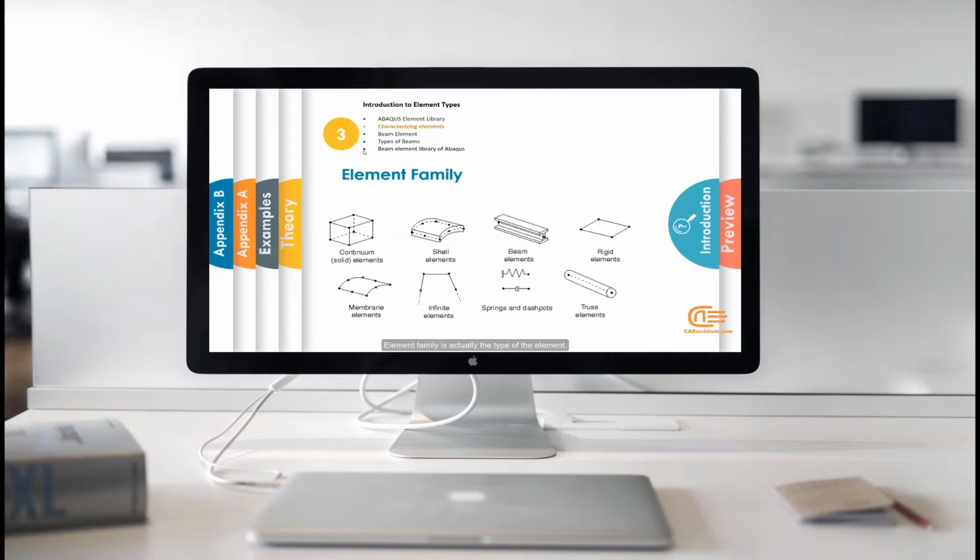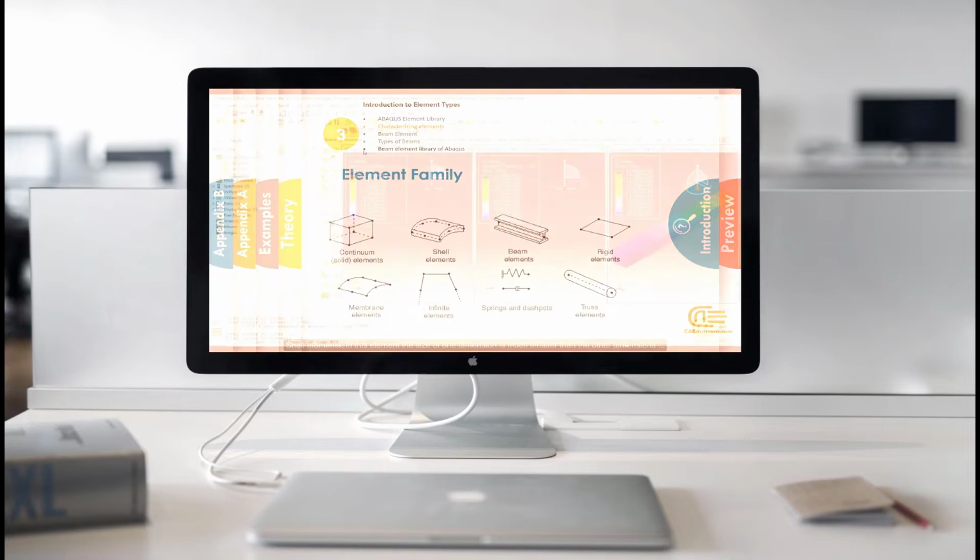Element family is actually the type of the element. Continuum element or three-dimensional element is for when we want to model a problem with real dimensions and size. Shell elements. In this element, the size of one dimension is much smaller than the other dimensions.